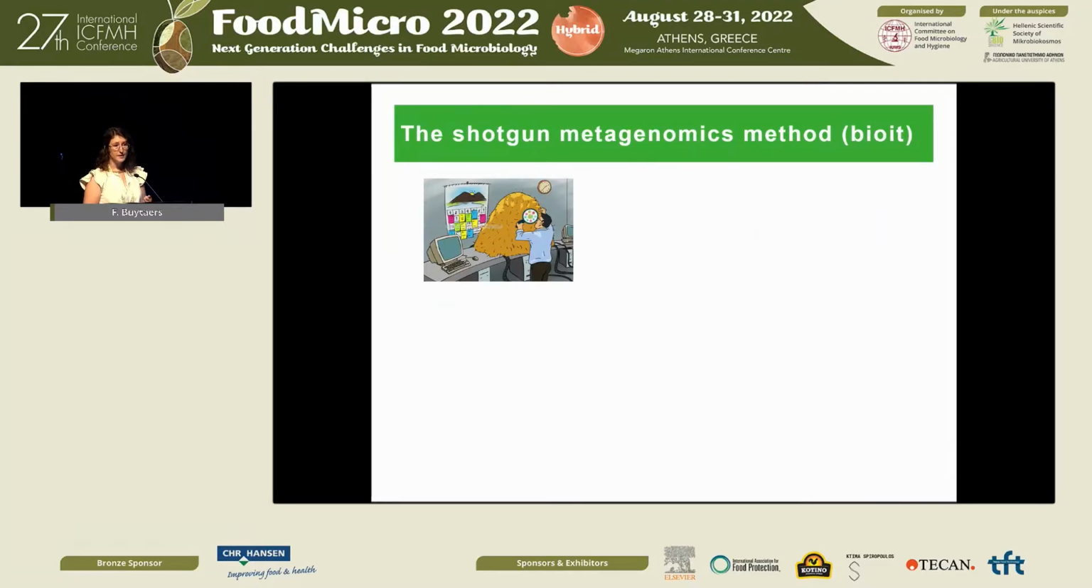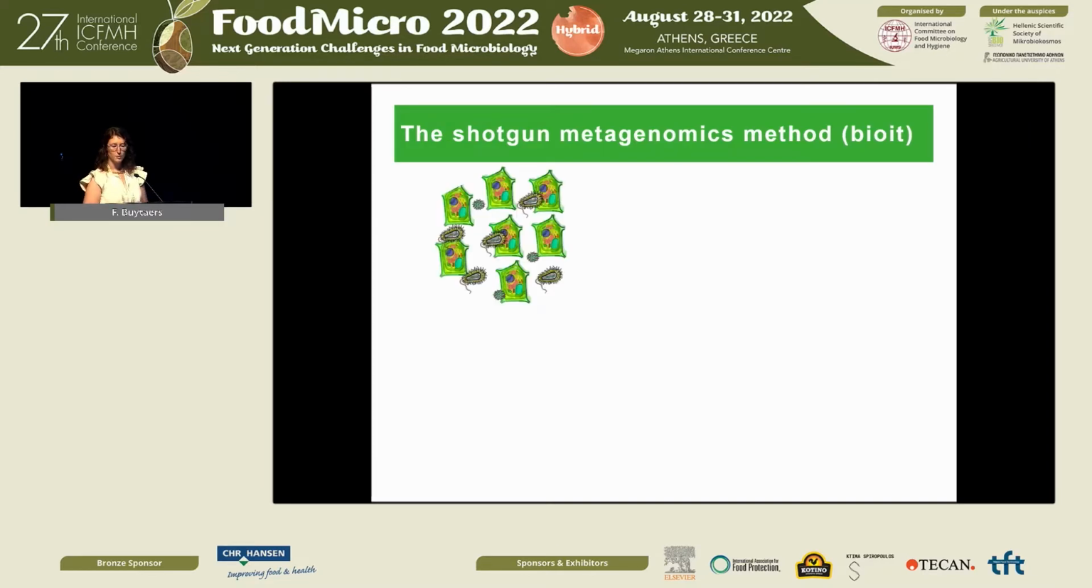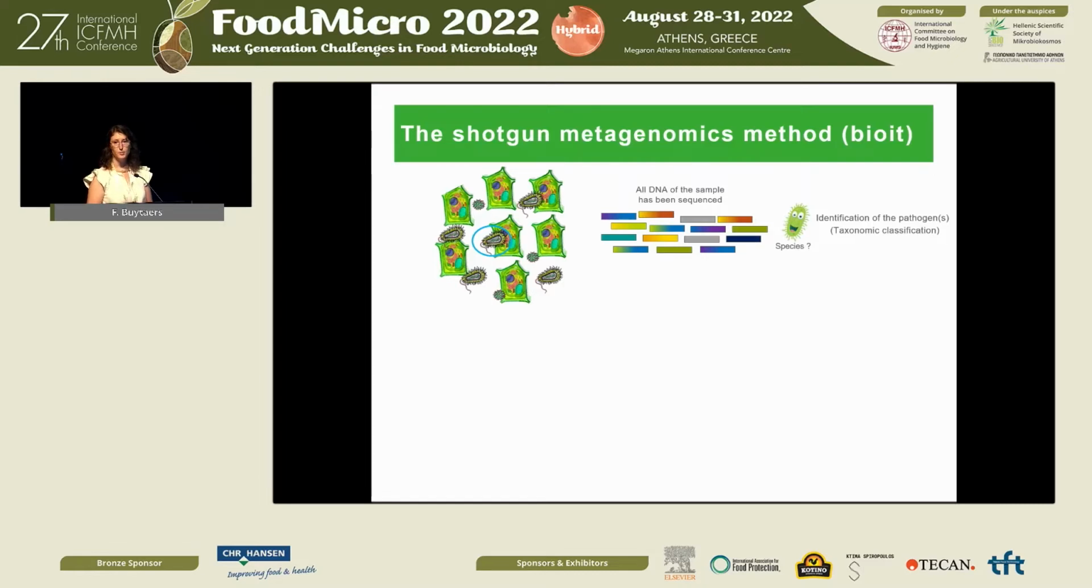The bio-IT data analysis is not so straightforward. That's, I think, the most difficult part in metagenomics, and it's a bit like looking for a needle in a haystack with your computer. You have all these cells from which you have the DNA sequenced, and you just want to characterize one pathogen that was present in all this mix. So we have all the sequence reads, and first of all, we look at the species that these reads belong to. So we do a taxonomic classification, and we try to identify if a pathogen was present in the sample.